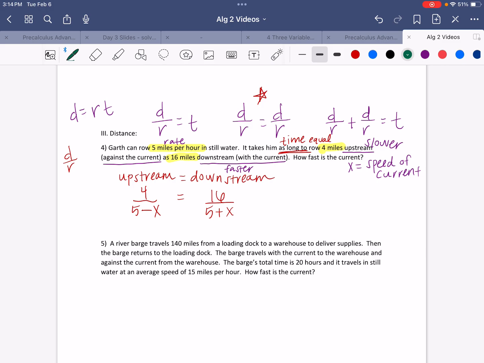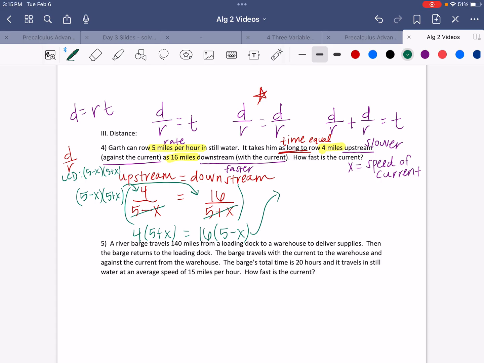Okay, so I can see that the least common denominator is 5 minus x and 5 plus x. And so I'm going to multiply by that through the problem. So 5 minus x, 5 plus x. In my first fraction, the 5 minus x will cancel, and I'll have 4 times 5 plus x. In the second fraction, the 5 plus x would cancel, and the 16 will be left multiplying by 5 minus x.